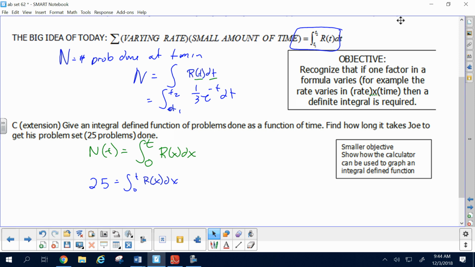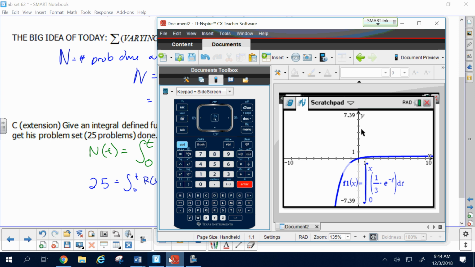We got the graph of this side. Tell me what I should do. Graph 25, yeah. We want to see where that meets 25. Now you can see that we're nowhere close right now.